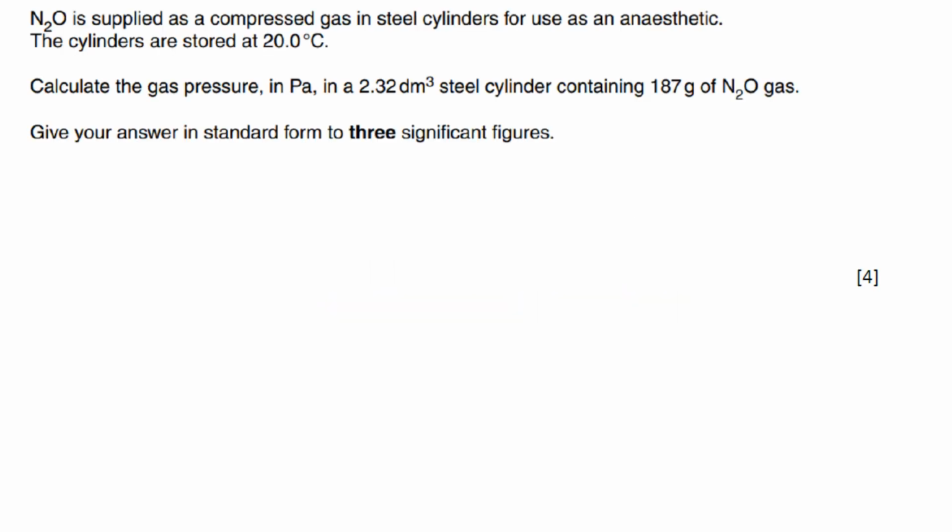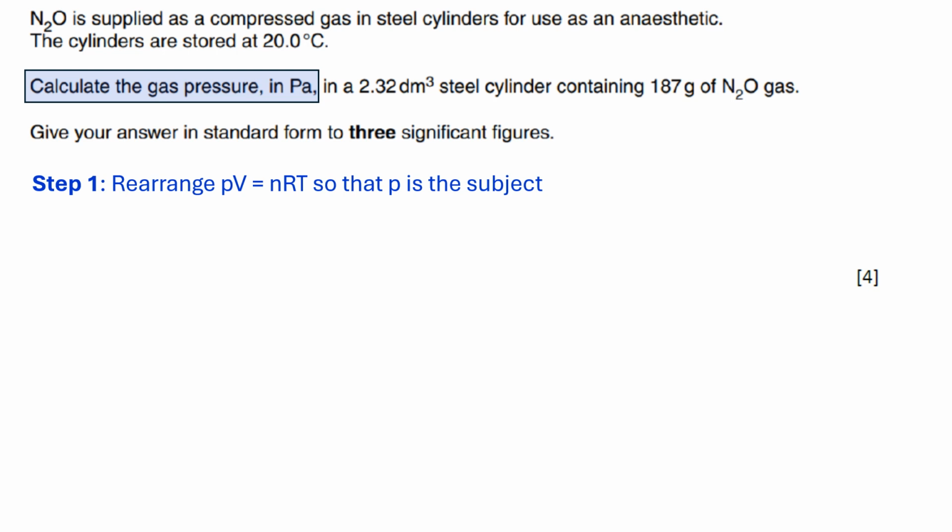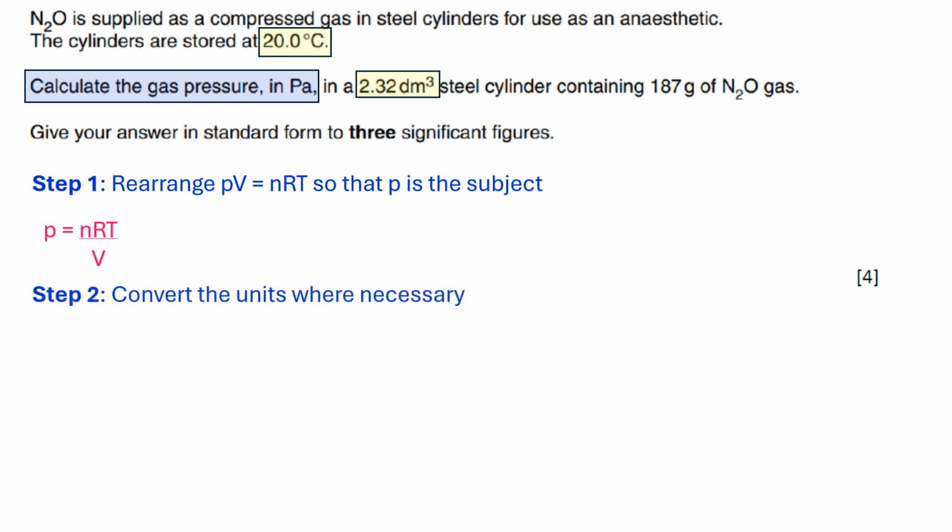So first of all, with this one, they want you to calculate the gas pressure, so that's where you start. You need to rearrange PV equals nRT so that P is the subject. So the next thing to do is to look at the two values that need to be converted and to convert the units where necessary. So degrees Celsius needs to be in Kelvin and decimeters cubed needs to be changed to meters cubed.